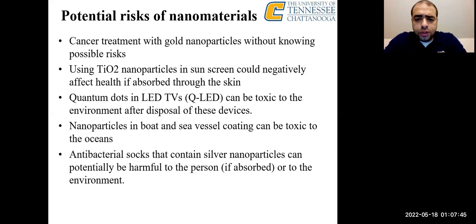Using TiO2 nanoparticles in sunscreen could negatively affect health if absorbed through the skin. The same thing for the gold nanoparticles. We don't know if there's any potential risk of using them. Quantum dots in LED TVs, QLEDs, can be toxic to the environment after disposal of the TV. Nanoparticles in boat and sea vessel coating can be toxic to the oceans. Antibacterial socks that contain silver nanoparticles can potentially be harmful to the person if absorbed, and not only to the person, but also to the environment.